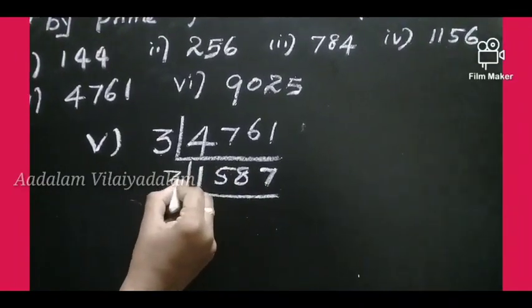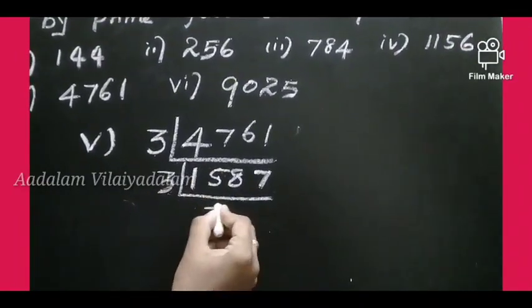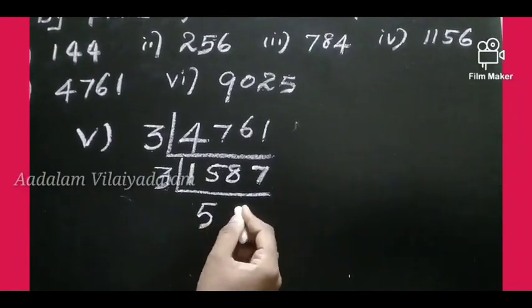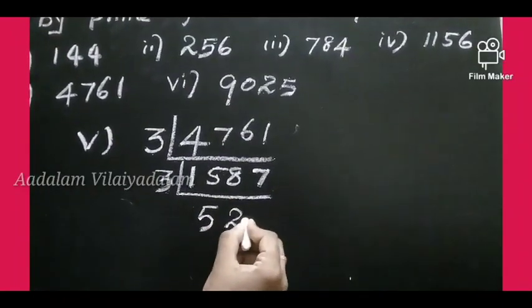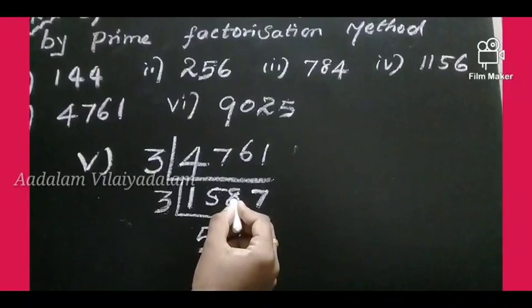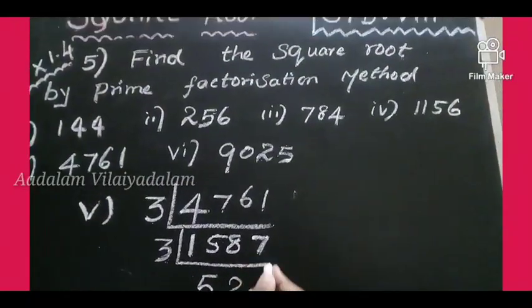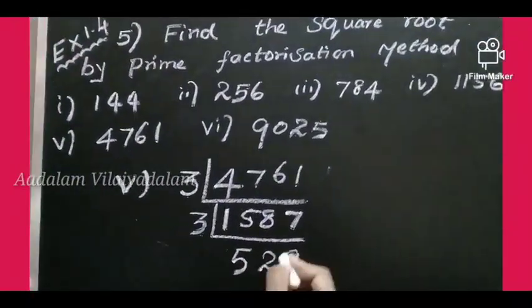So next 3 table, 3 fives are 15. 3 twos are 6. Balance 2, 27. 3 nines are 27.